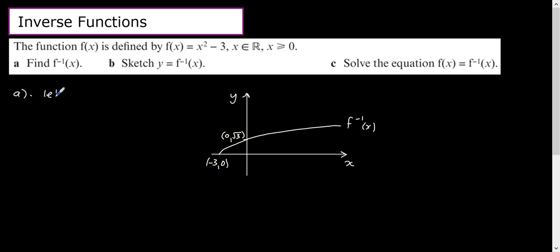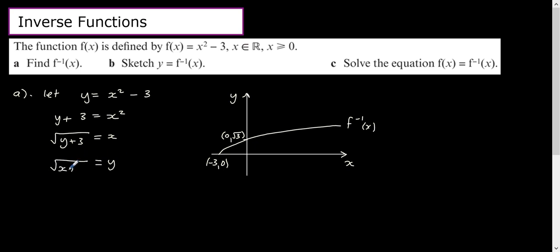So our standard procedure for this is we'll let y equal the function x squared minus 3. The domain isn't relevant for this part. We're going to rearrange this to make it x equals. So we'll have y plus 3 equals x squared. x is equal to the square root of y plus 3. And that means we're going to swap our x's and y's. So therefore, our f to the minus 1 of x is the square root of x plus 3.